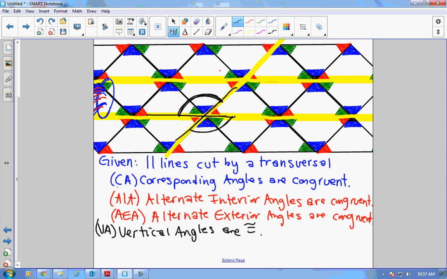Okay, and the last one we haven't done yet is CIA. What does CIA stand for? Consecutive interior angles. Let's look at our diagram. Consecutive interior angles means they can be across the street neighbors on the inside, or they can be right next door neighbors on the inside.